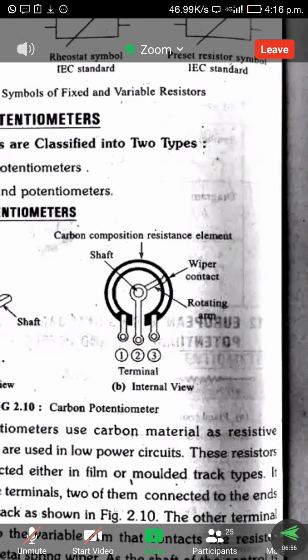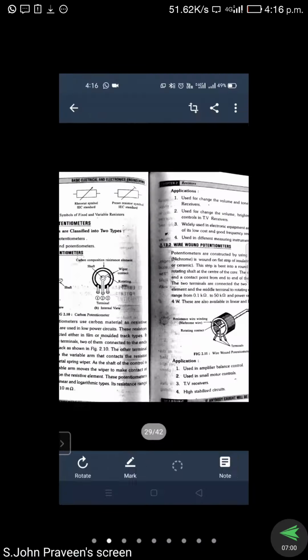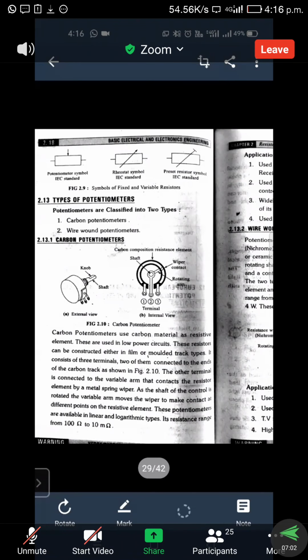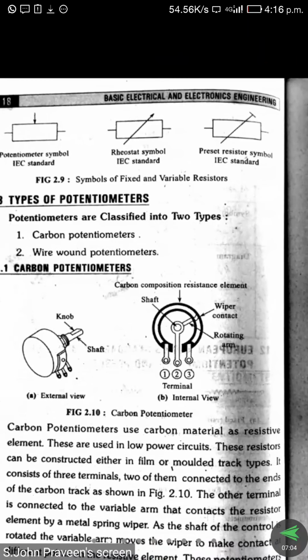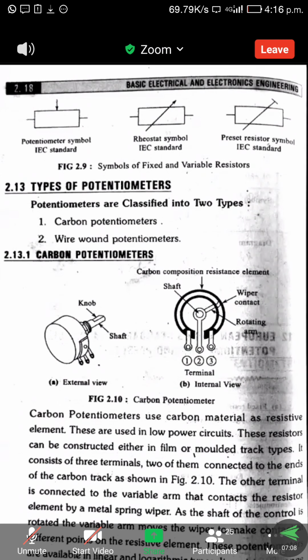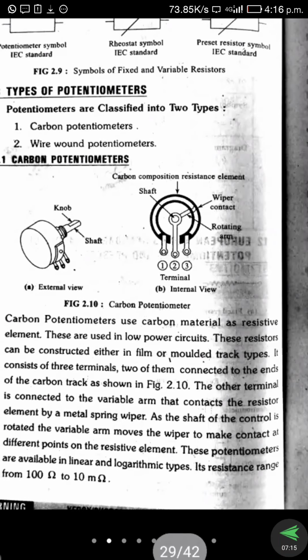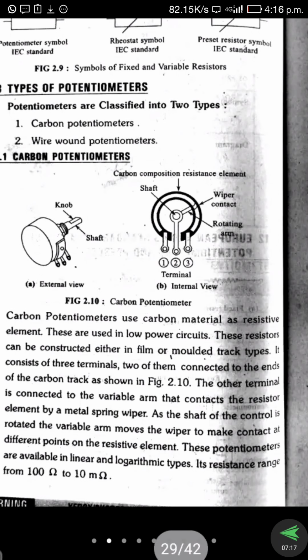Carbon potentiometer. A potentiometer is one whose value can be varied. It consists of 3 terminals. It is attached to a shaft, and there is a wiper contact. When we rotate the shaft, the wiper contacts different positions, and accordingly the value of resistance changes. So this is one type of variable resistor.